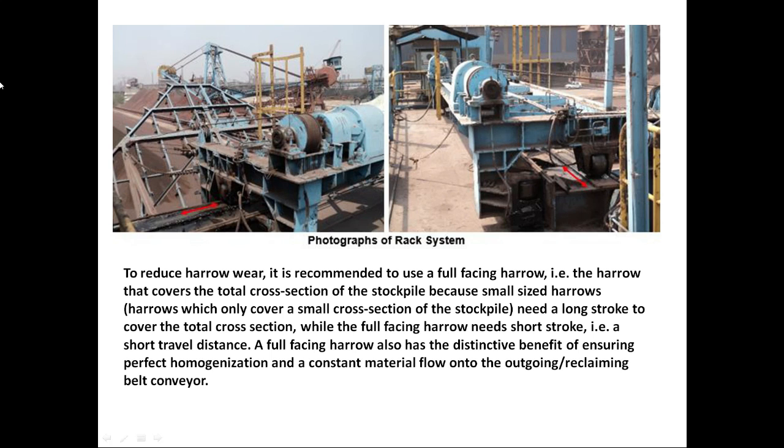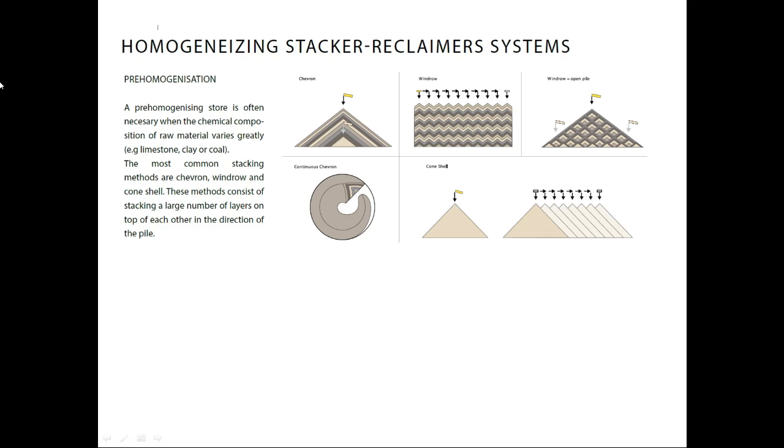To reduce harrow wear, it is recommended to use a full-facing harrow, that is, a harrow that covers the total cross-section of the stockpile, because small-sized harrows need a long stroke to cover the total cross-section, while the full-facing harrow needs a short stroke, that is, a short travel distance. A full-facing harrow also has the distinctive benefit of ensuring perfect homogenization and a constant material flow onto the outgoing reclaiming belt conveyor.